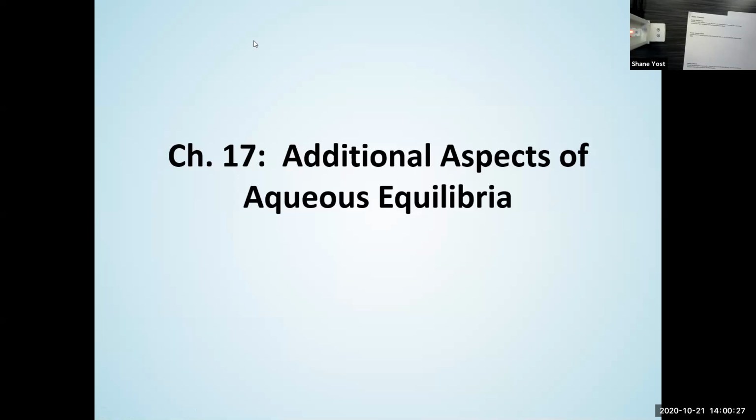Welcome, everyone. Today we're going to start talking about chapter 17, on different aspects of aqueous equilibrium. We'll talk about titrations and KSPs and things like that in this chapter. We'll get to those after the exam, which is next week. Today we'll mainly focus on buffer solutions.